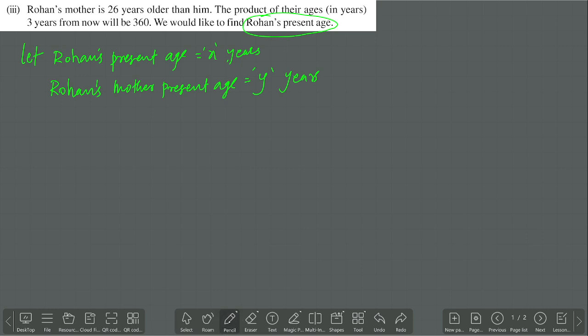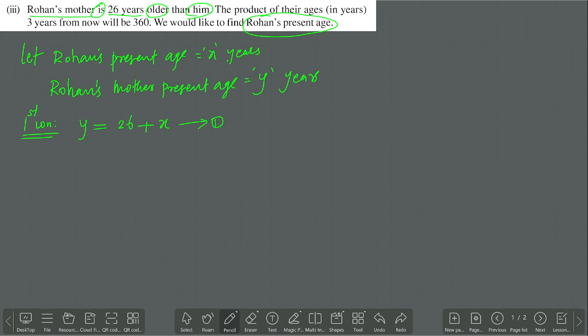Right, fine. The first condition says what? First condition says Rohan's mother, what we assumed as Rohan's mother? y. So Rohan's mother is 26 years older than him. Older in the sense more, am I right? So we have to add 26 years. Him in the sense Rohan. So y equals 26 plus x. Do you understand the thing which we formed? So that is one you just take.